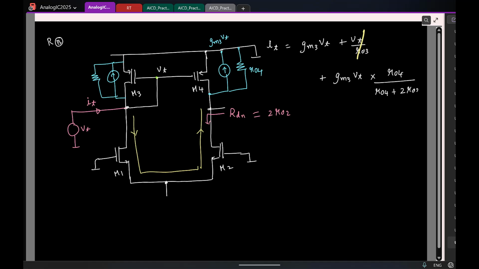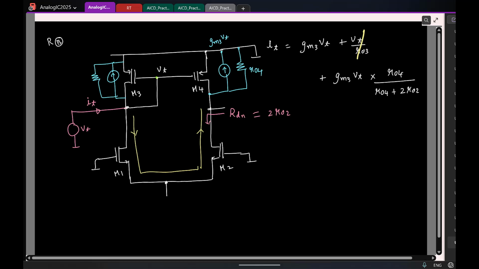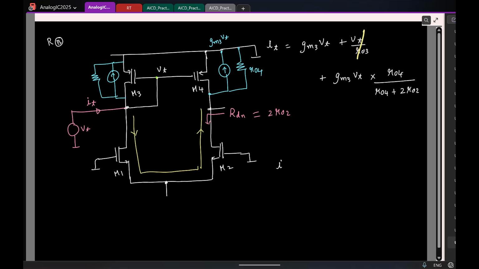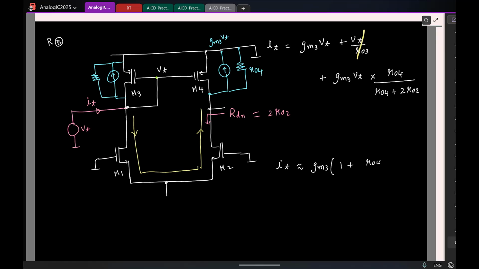So I have this current. I am trying to find the division between these two resistances. So current flowing through the down resistance 2 R02 is this current division factor. Is this clear what we are doing? So which means my total test current is going to be roughly approximately, again I am ignoring R0 everywhere, so this is Gm3 times 1 plus R04 by R04 plus 2 R02 times Vtest.